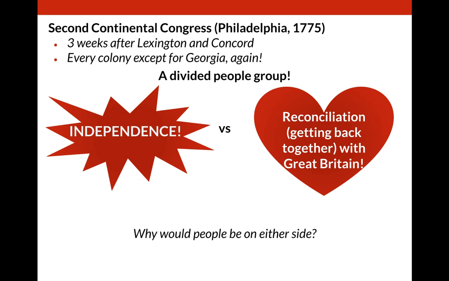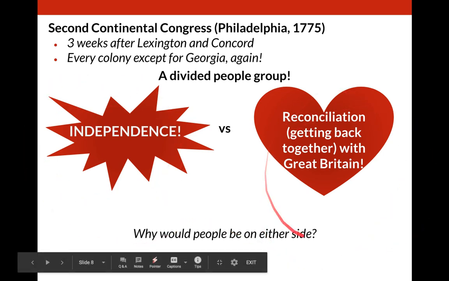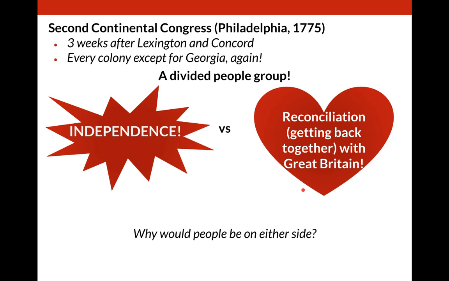But reconciliation is also what half the people want. So half the people want independence, half the people want reconciliation. They actually want to get back together with Great Britain. They want to stay with England. They want to fix the problems. They do not want to become their own country.